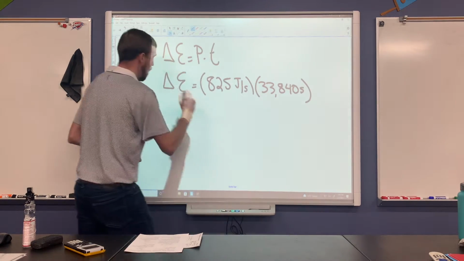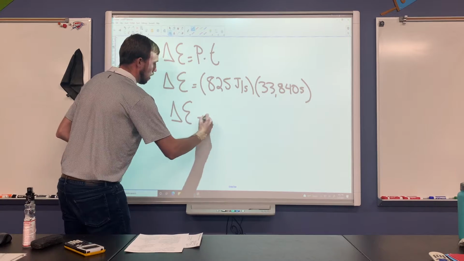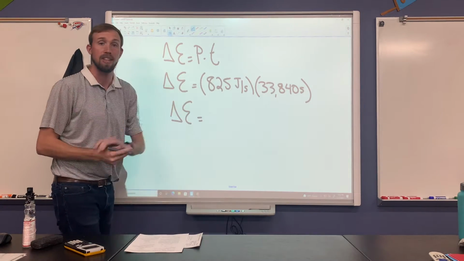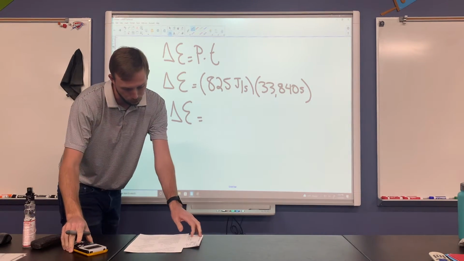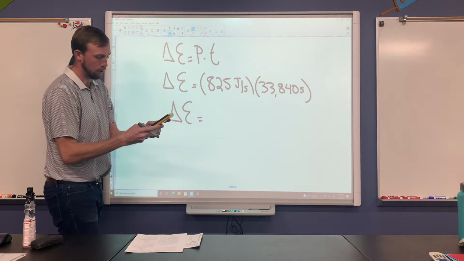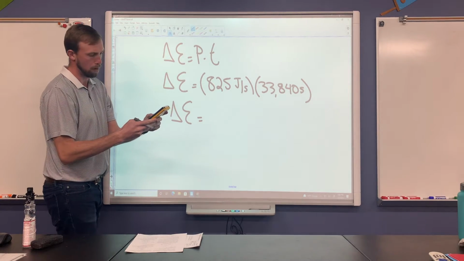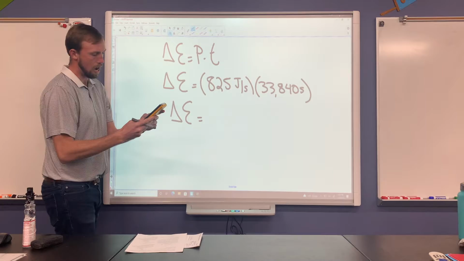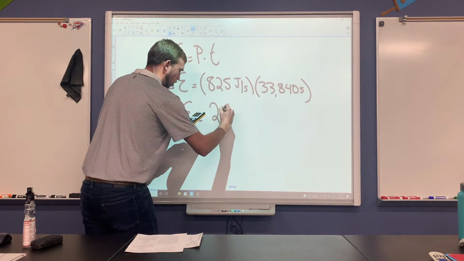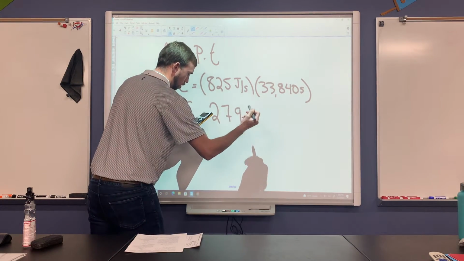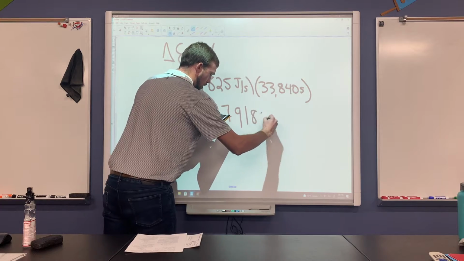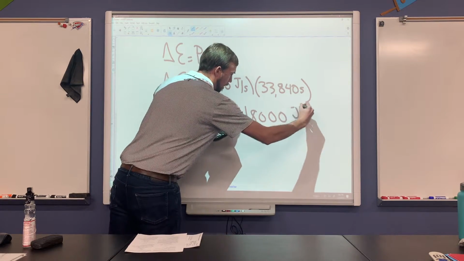I should now be able to multiply the power from my motor, multiplied by the time the motor is running, to get what I'm looking for. So I've got 825 multiplied by 33,840. I get a relatively large number here, 27,918,000. That would be in joules.